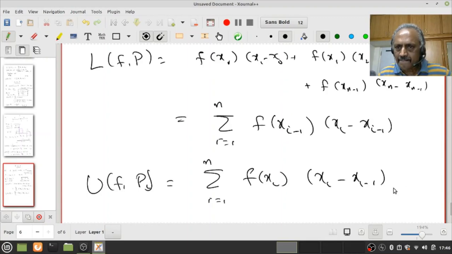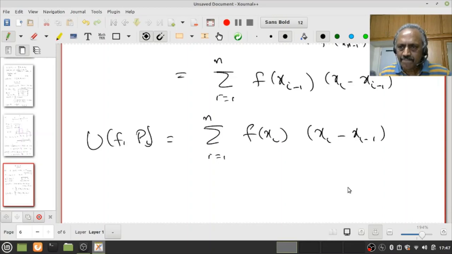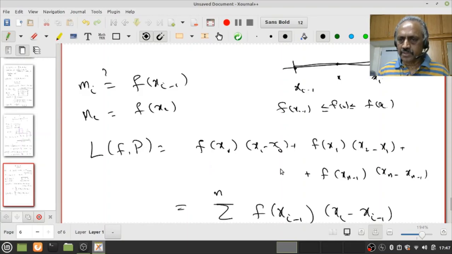Now do you see something very interesting? Look at this one: f of x0 into x1 minus x0. The next one here will be f of x1 into x2 minus x1. Are you following?